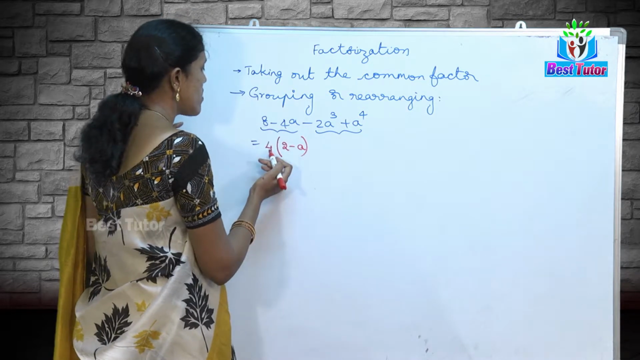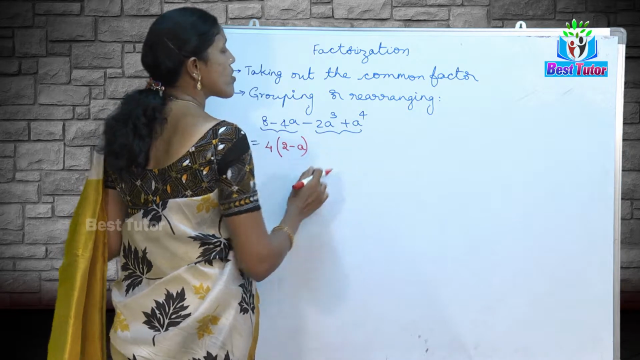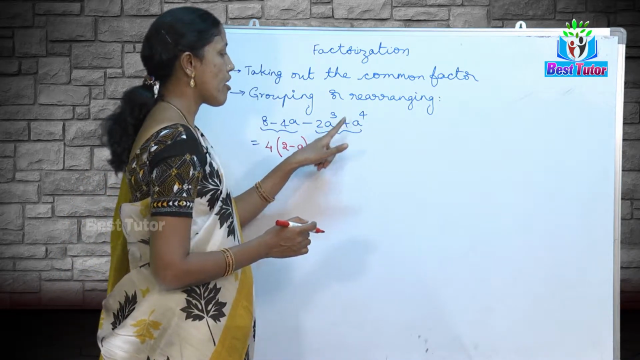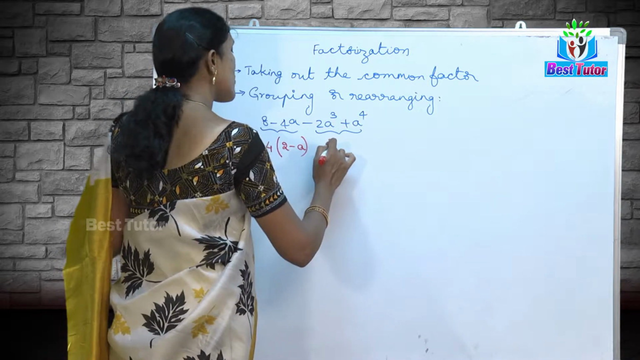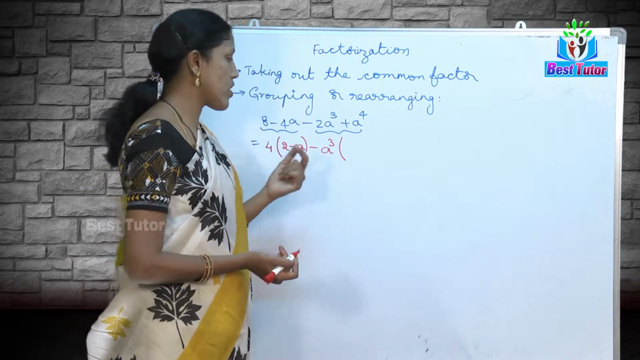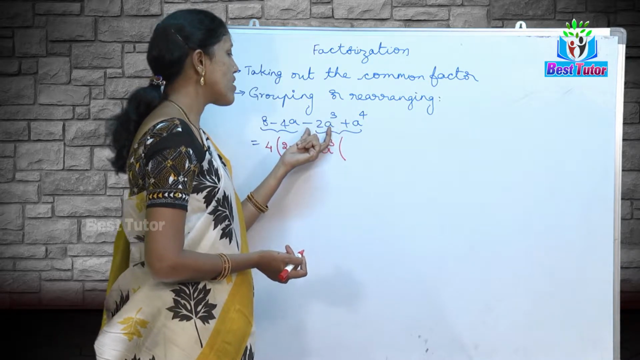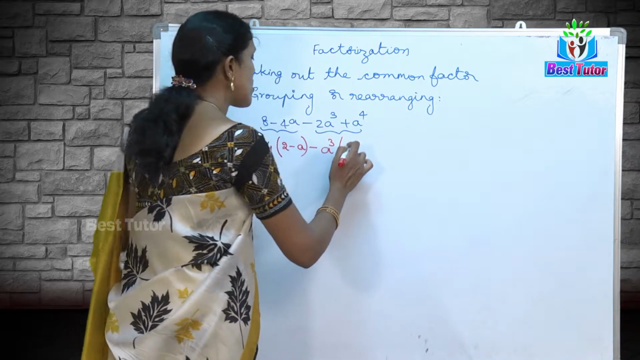4 2s are 8. 4 into minus a is minus 4a. Now in these two, what is the common factor? a cube, a power 4. So a cube is common. Let me take out minus a cube common. If we take out minus a cube common, the first term is minus 2a cube. Minus a cube is taken out common, so 2 is left over.